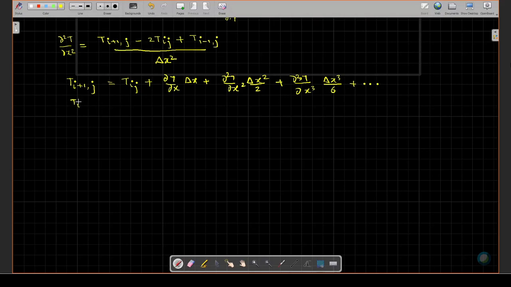And T at i minus 1, j will be T ij minus dT dx delta x, plus, here it is plus, the next term will be d2T dx2 delta x square by 2, negative d3T dx3.